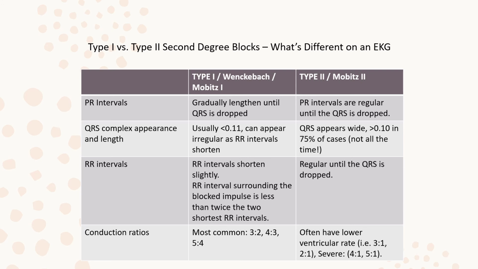Your conduction ratios, the most common in Wenckebach, are 3-to-2, 4-to-3. So in other words, you have 3 Ps to 2 QRSs, 4 Ps to 3 QRSs, and so forth. In Mobitz type 2, you typically have a really low ventricular rate. So you may have 3 Ps to 1 QRS, 2 Ps to 1 QRS. Severe Mobitz type 2, you've got 4 Ps to 1 QRS. So only 1 out of 4 of your impulses is getting down to the ventricle. So you're going to have a really, really slow rate like that rate of 20 that we saw earlier.